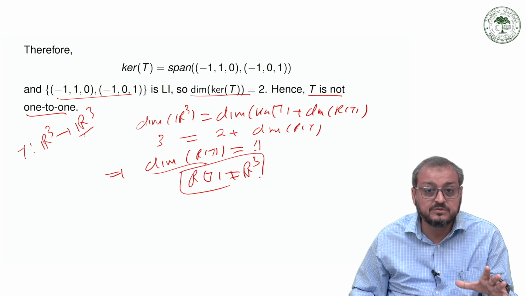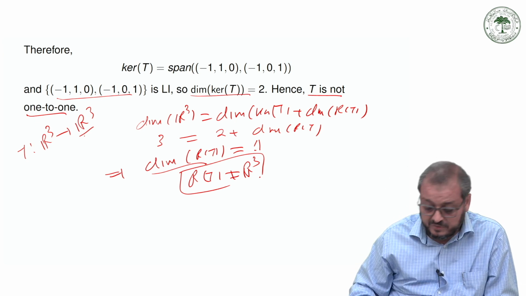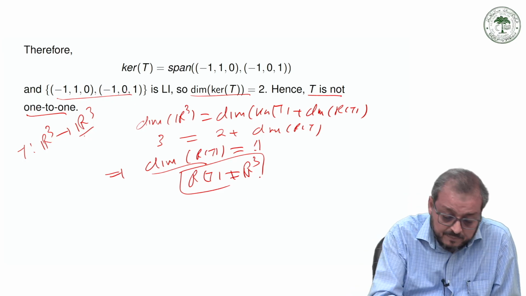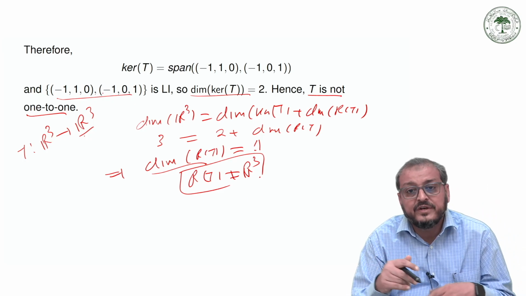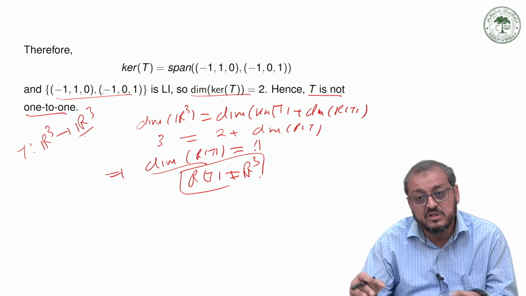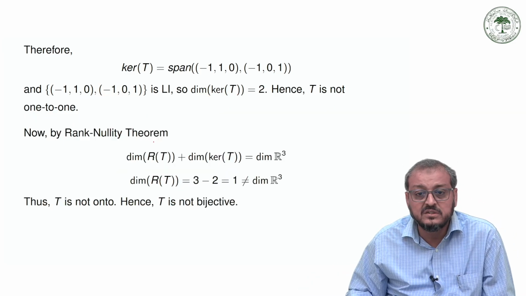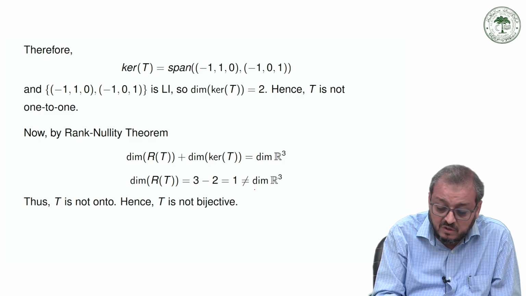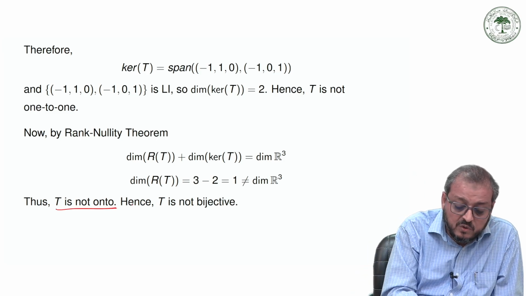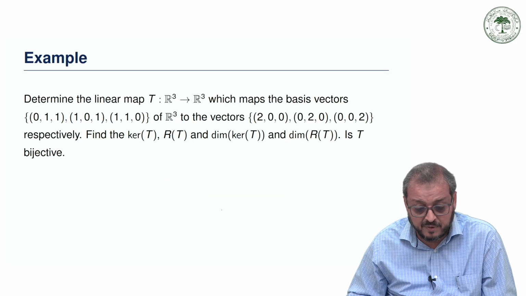If it is a proper subset, then clearly this map is not onto. By the previous result, because both dimensions are the same, T is 1-1 if and only if T is onto. So, T is not onto, and hence T is not bijective. Let us try another problem.